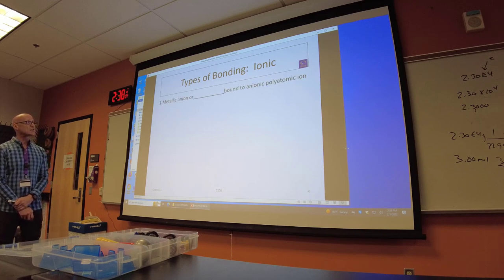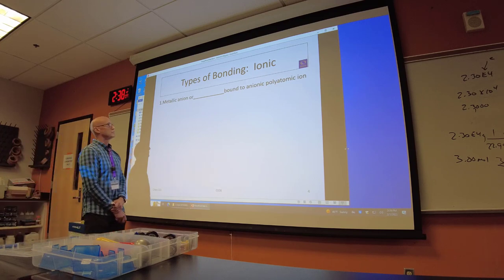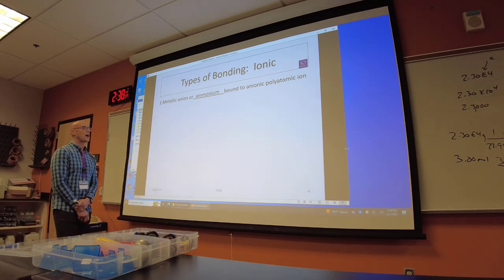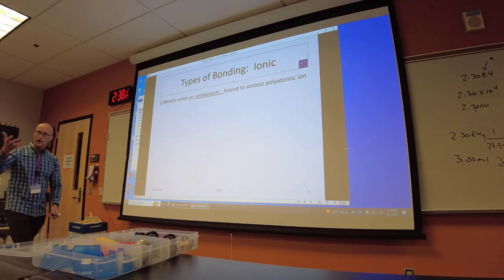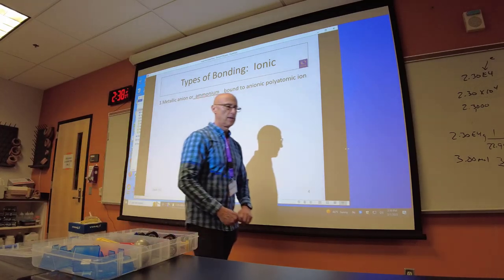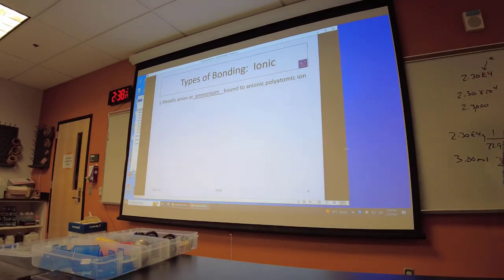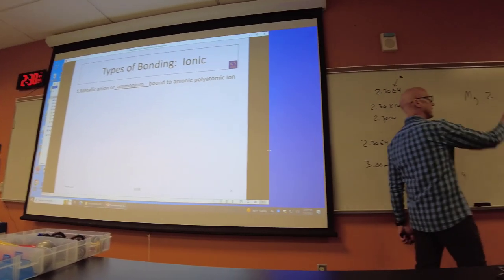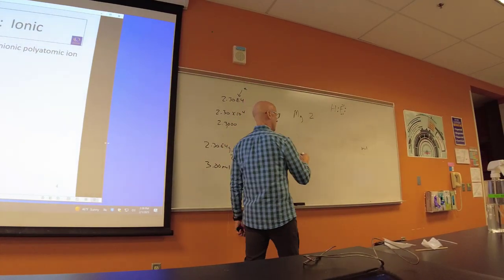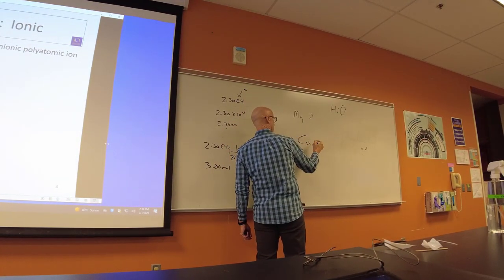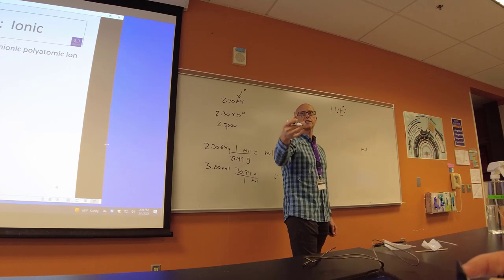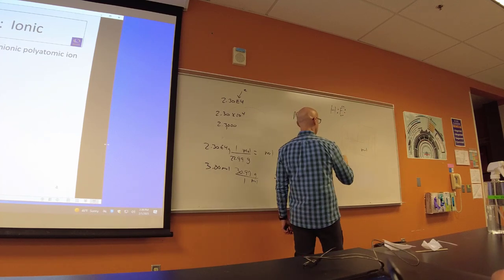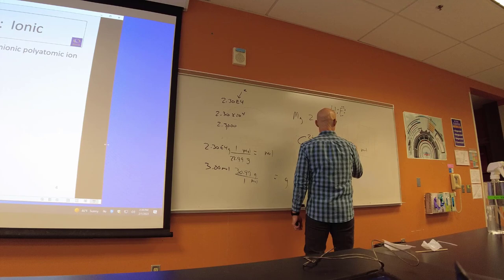Metals or ammonium bound to anionic polyatomic ions can fit in the same category. Pull out your polyatomic ion chart so I can show you what I mean. What charge does calcium like to take on? Anybody? Plus two. Perfect. Now pick a polyatomic ion like sulfate off your table. What's the charge of it? Negative two.